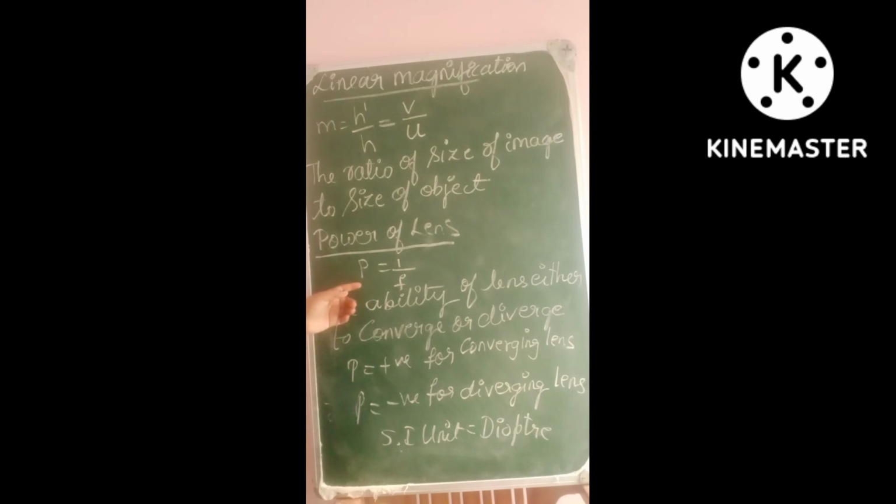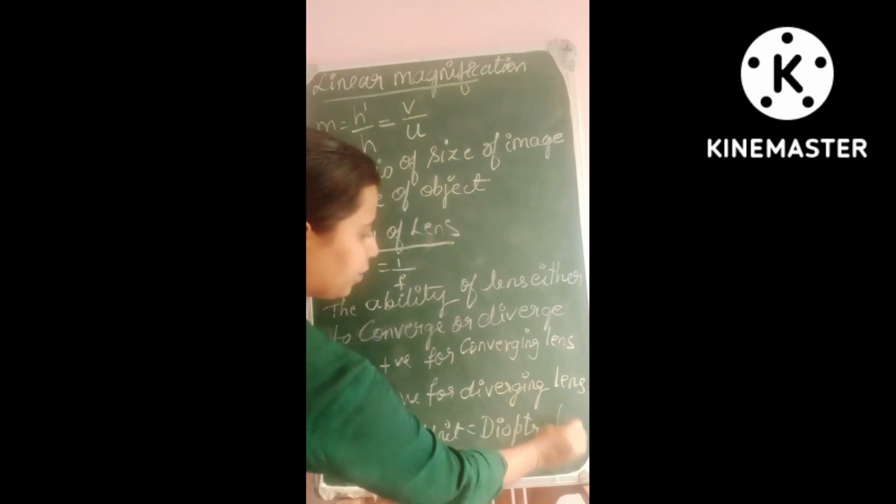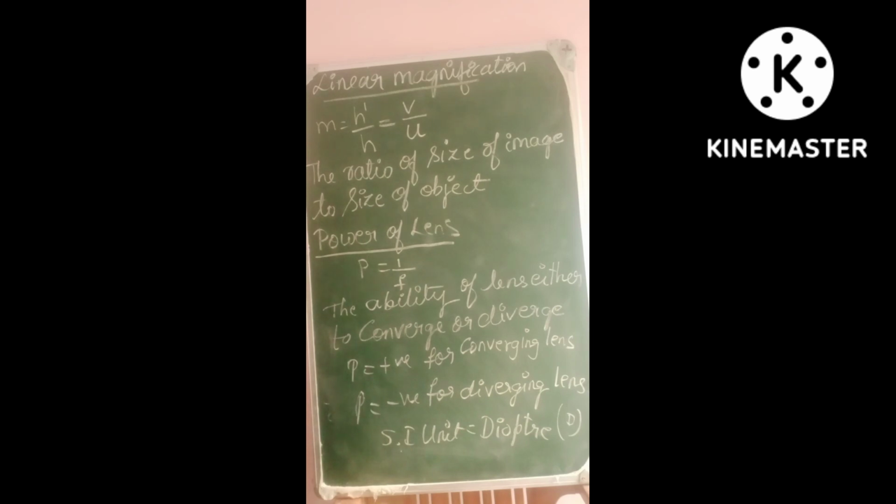So this power of lens is always positive for a converging lens and it is always negative for a diverging lens. And the SI unit of the power of a lens is the dioptre. This dioptre is represented by the capital letter D. It is always positive for a converging lens and negative for a diverging lens.